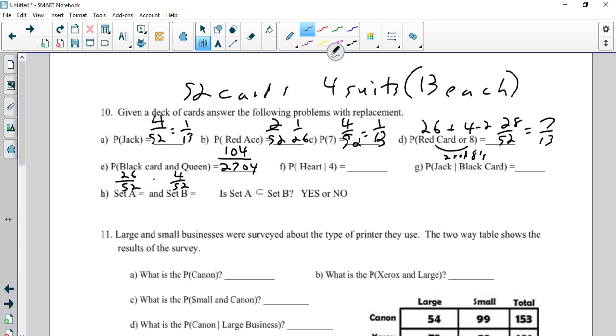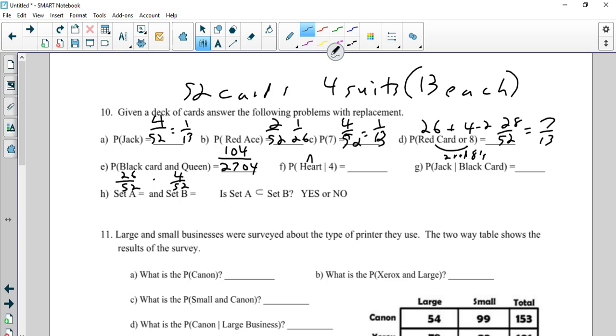Now, how do you know we're not just asking, why is it not just 2 out of 52, like B, red ace, because we would have said a black queen. But we're talking about a black card and a queen after it. Okay, F, a heart given a 4.